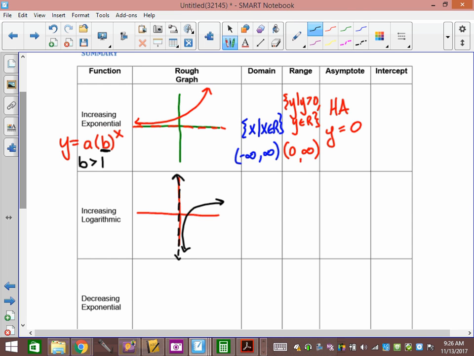So my domain is going to be from 0 to infinity. And my range is going to be negative infinity to infinity. And I have a vertical asymptote at x equals 0. So do you see they flip? That's really all that I'm trying to get across here, is that your x and y's flip, right? Because they're inverses.